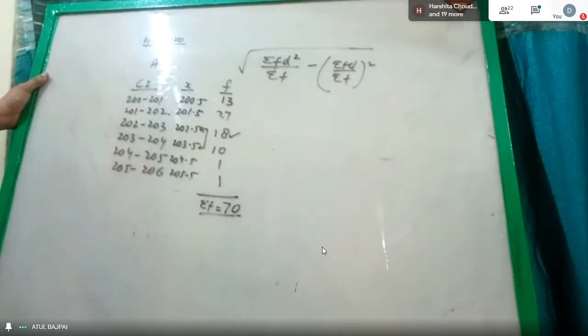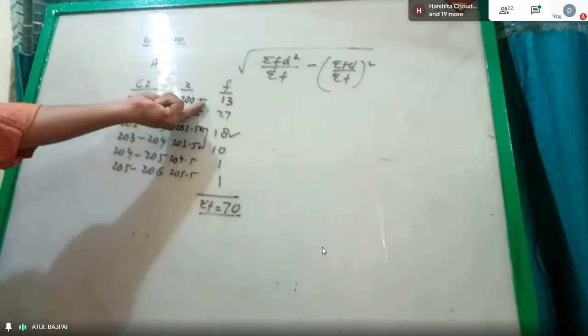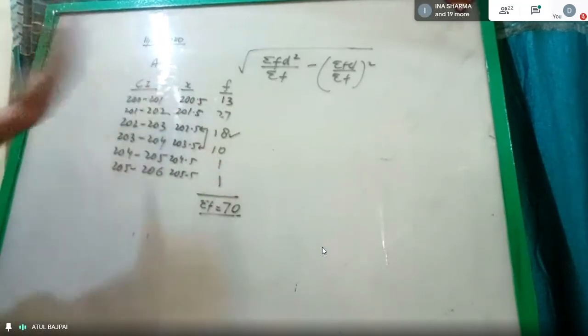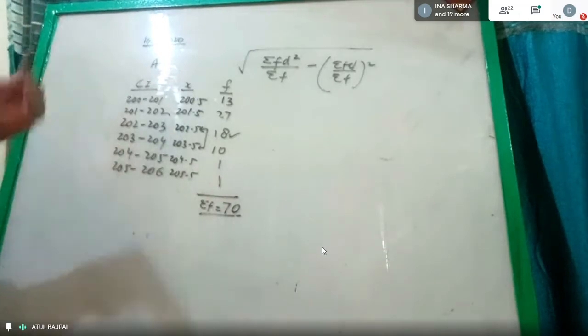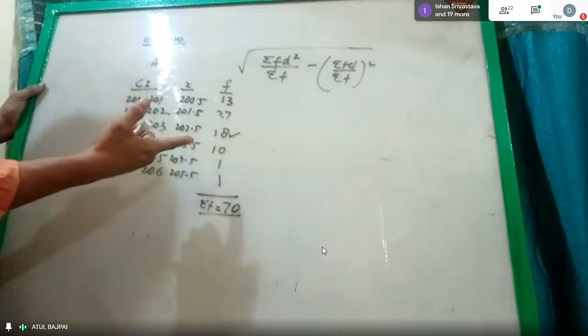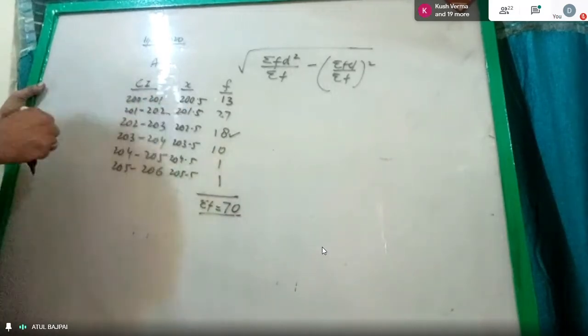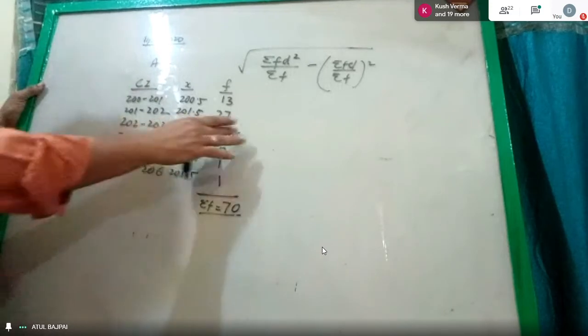You're not wrong. You can even take 205 as the assumed mean. You can take 200.5 also. I'm assuming. But the normal method we prefer is to look for the middle value of x and take that as the assumed mean. If there are two middle values of x, we prefer the one with the highest frequency. Is this clear? Yes, sir.